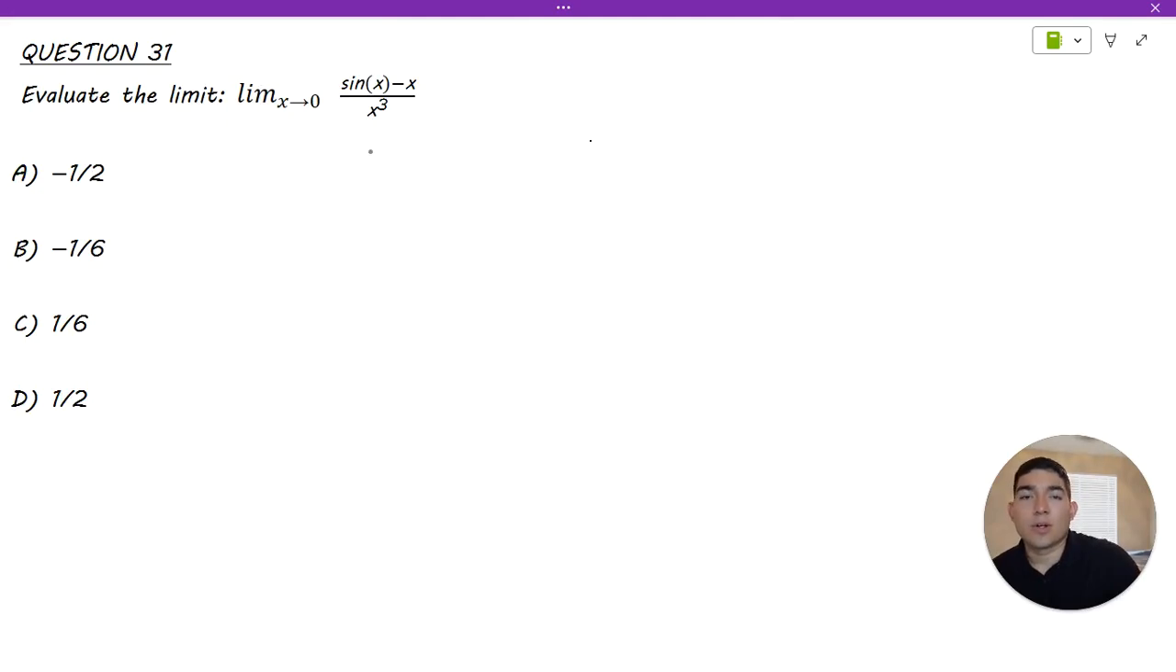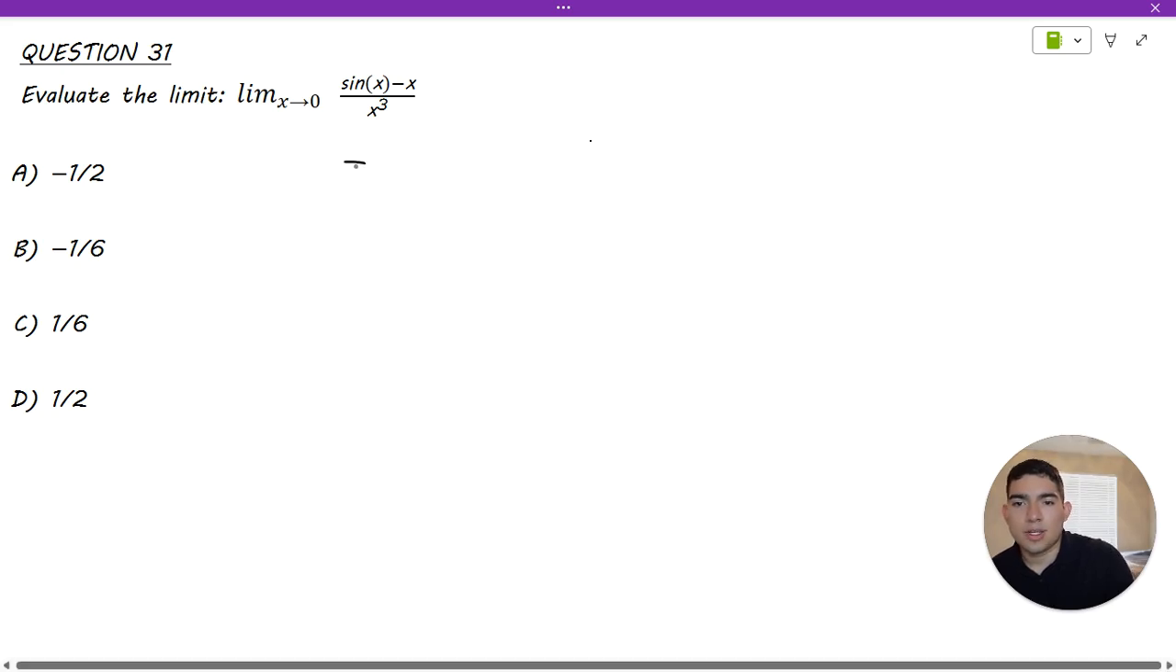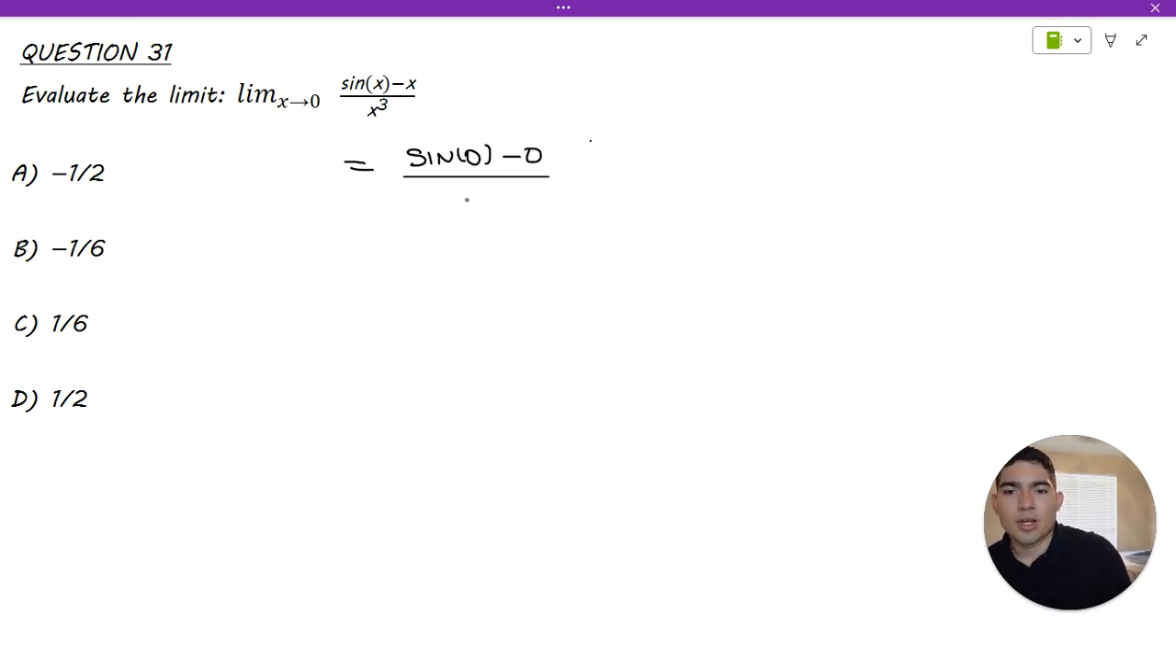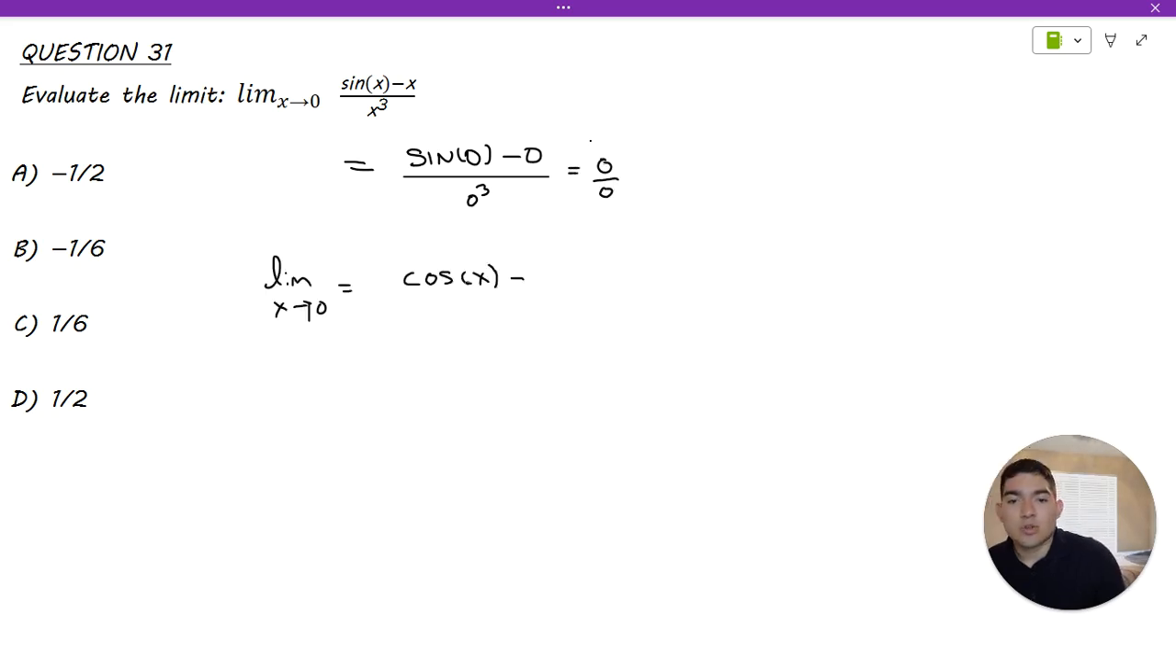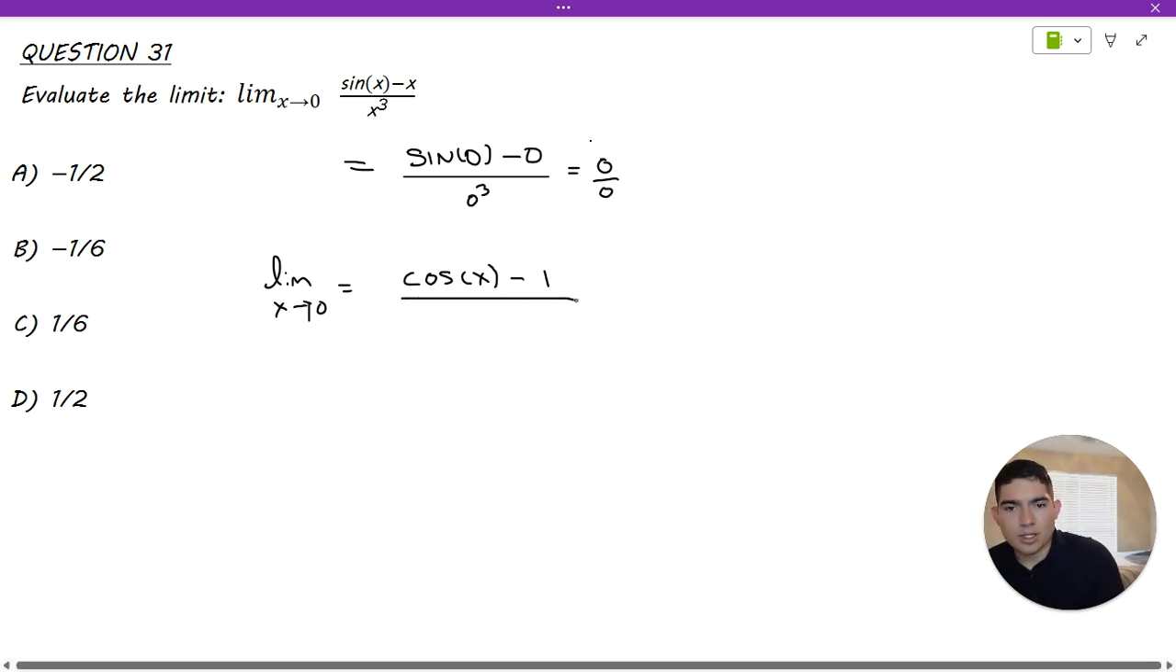Moving on to number 31, this is just going to be one last problem where we can use L'Hopital's rule. As you can see, if we just plug in our limit as x approaches 0 to this equation, we're going to end up with sine of 0 minus 0 all over 0 cubed. And that is going to give us 0 over 0. So we'll practice L'Hopital's rule once again by taking the derivative of that numerator. In this case, it'll be cosine x minus 1. And then the derivative of the denominator is going to be 3x squared.